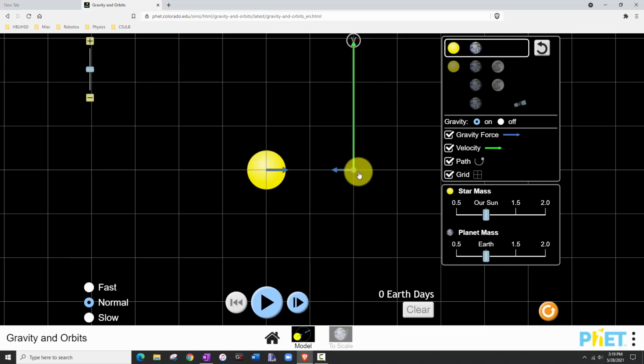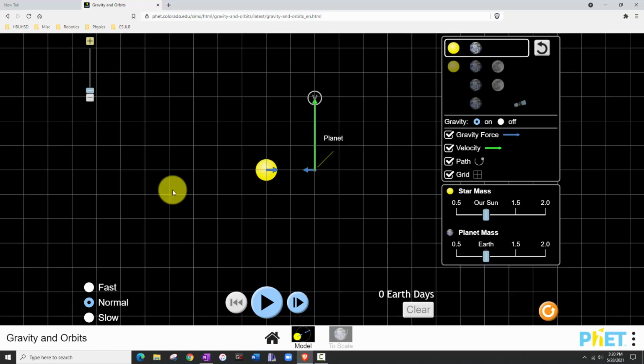At this point, the object should never return. It should just go bye-bye. So let's see what happens. Force of gravity is still acting on it, trying to slow it down, but that velocity is just so big that the acceleration of gravity that drops off with the inverse square distance is just never going to be enough.